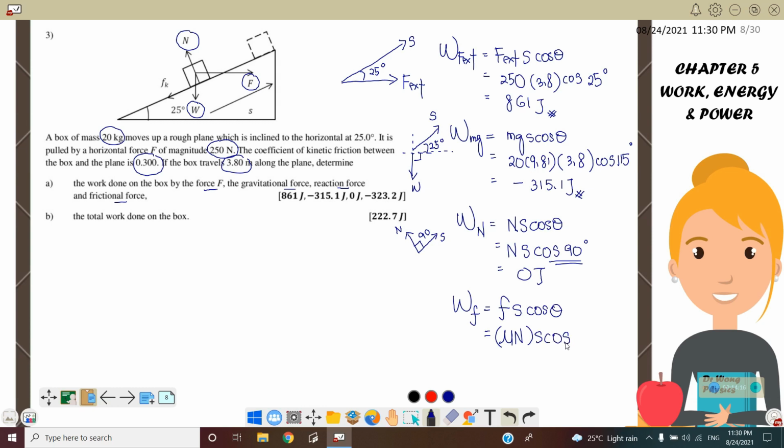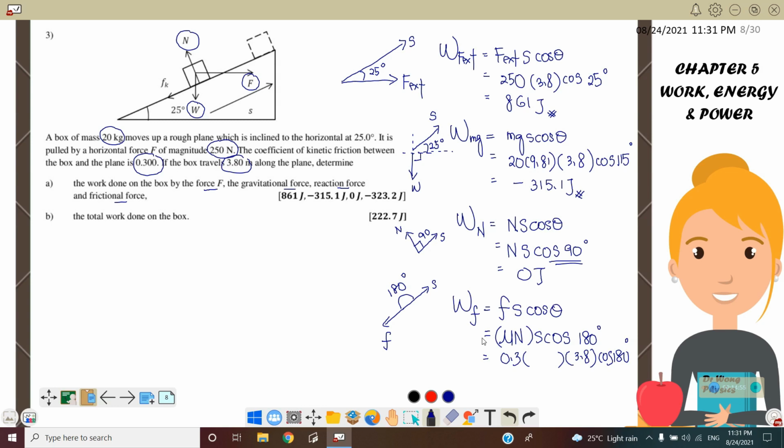Displacement cos, of course, is cos 180 degrees, because the displacement is upward and the frictional force is in the opposite direction. So the angle between them is 180 degrees. We can substitute into the equation: mu is equal to 0.3, the normal force we don't know, and displacement is 3.8, cos 180 degrees.